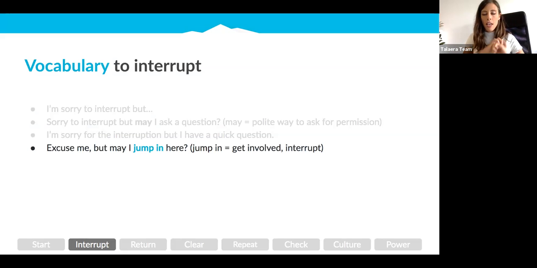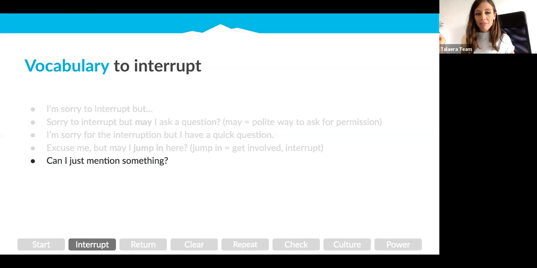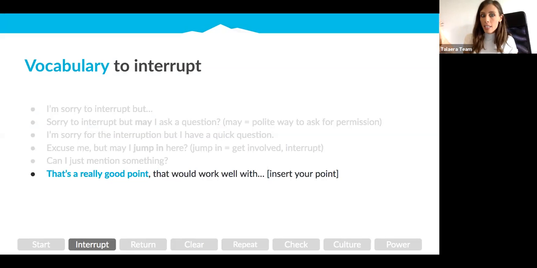Sometimes they're providing information and you really need to add something to that because it's important. "May I jump in here?" "Can I just mention something?" It's also a way to interrupt. "That's a really good point. That would work well with," and then you insert your point.